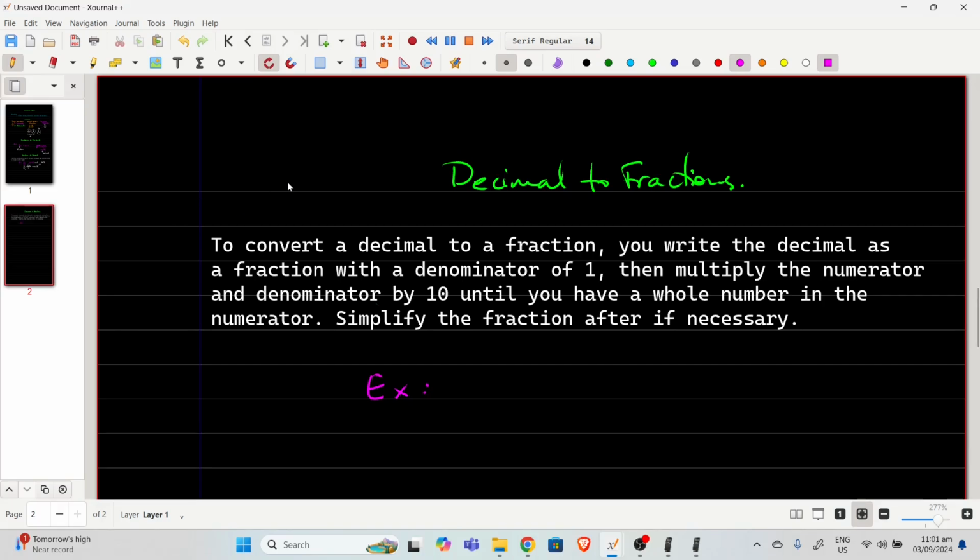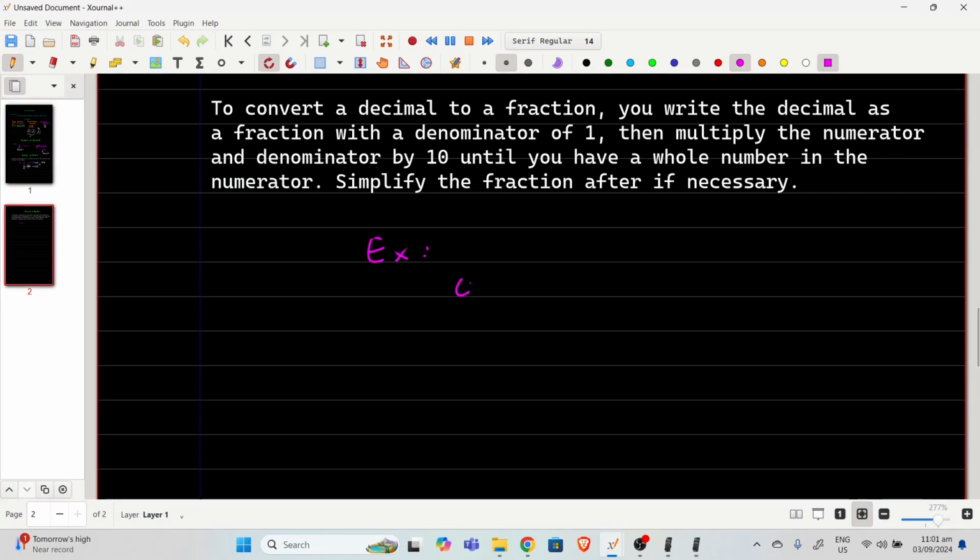I have, let's go back to that 0.75 that I had there before. Right? Let's say I had 0.75. Now I am going to write it as a fraction over 1. Right? And now what I'm going to do is multiply by 10 until I have a whole number in the numerator part. So I'm going to multiply the top by 10 and the bottom by 10. So this here is going to give me 7.5 over 10.